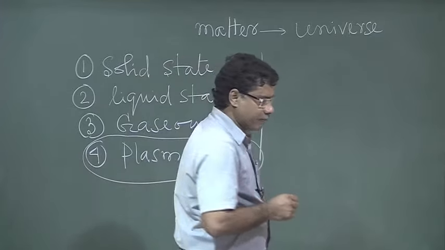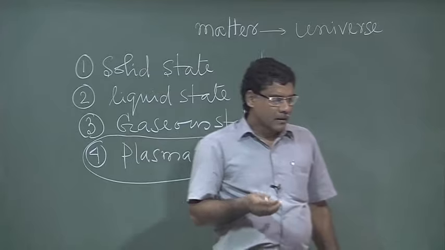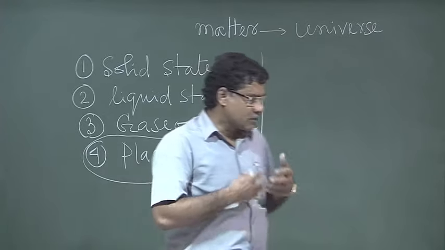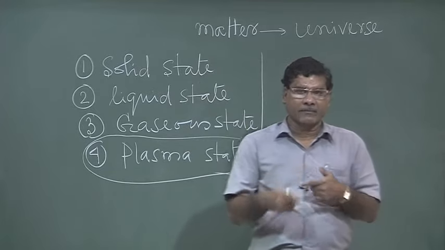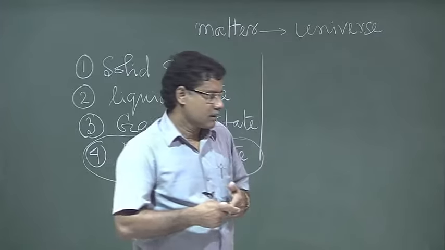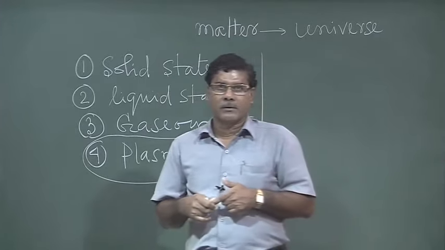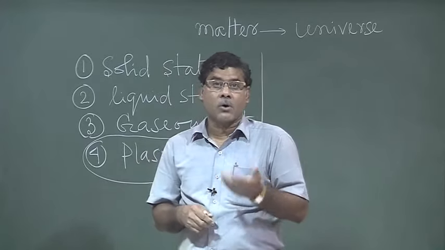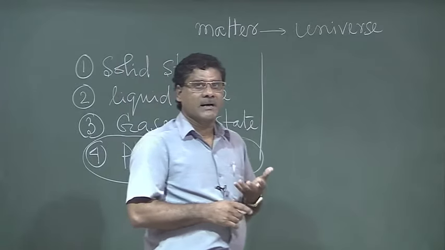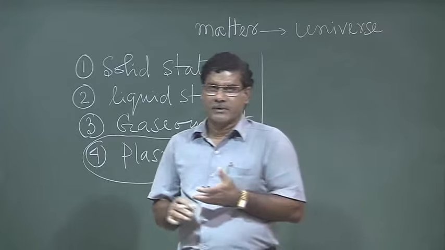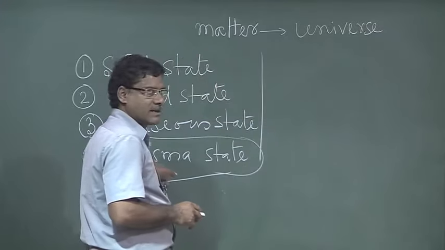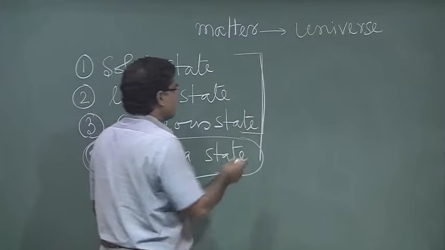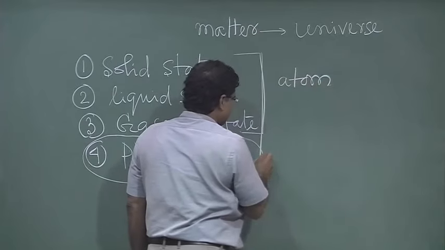So plasma state is basically a gaseous state of negatively charged electrons and highly positively charged ions created by heating of gas or by applying a strong electromagnetic wave to the gas. As examples, lightning storms, then the interior of the sun and stars are basically in plasma states. And the other three states are basically neutral atoms. This also is atoms, but in ionized form.